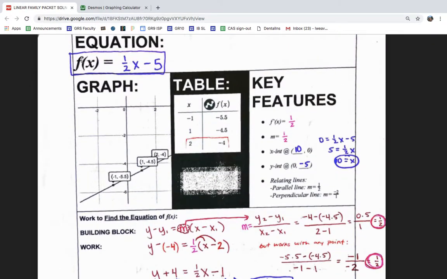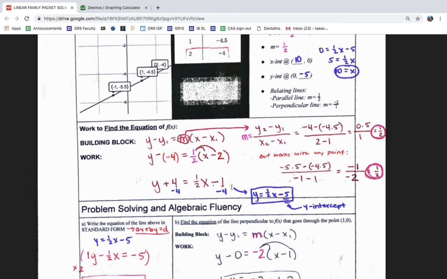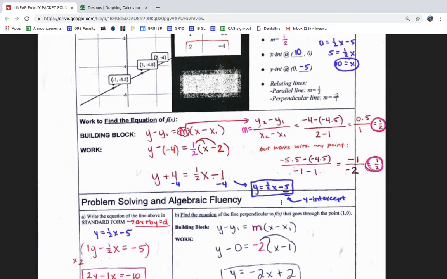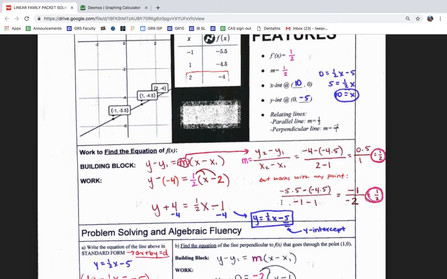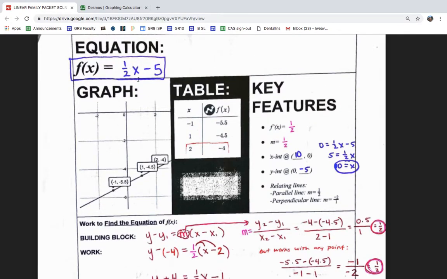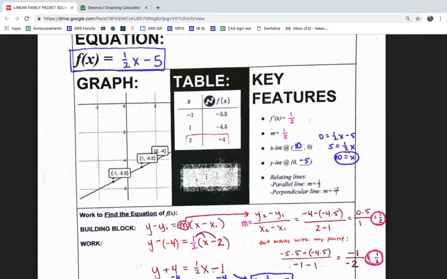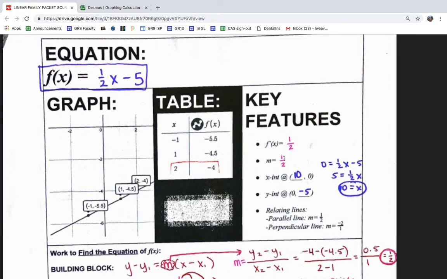Unfortunately, when we put it up here, it has y equals, f of x equals, so I need to get y by itself. I'll subtract 4 on both sides. That's also nice because now I know what my y-intercept is. My y-intercept would occur at (0, negative 5), which we could see on the graph right there. The next thing I did was fill in my key features. My slope was 1/2. My y-intercept was at negative 5 because when x was equal to 0, y was equal to negative 5. I could see it, kind of cheating, here.